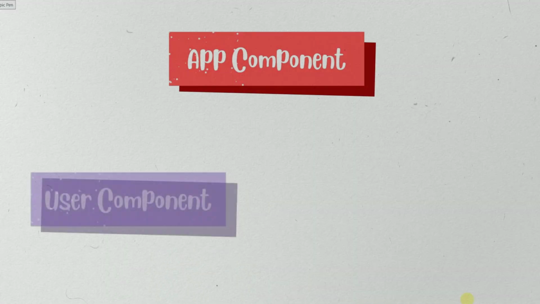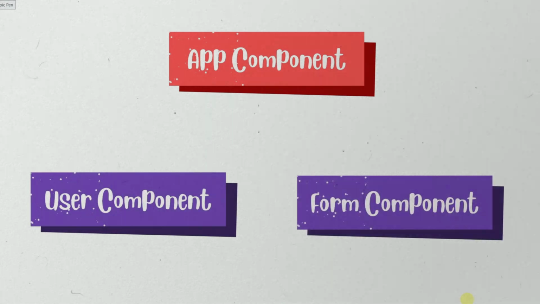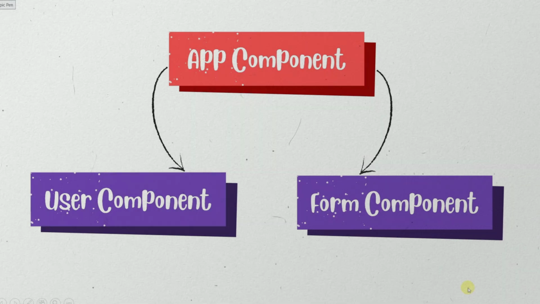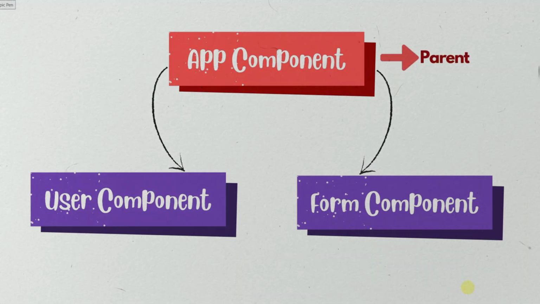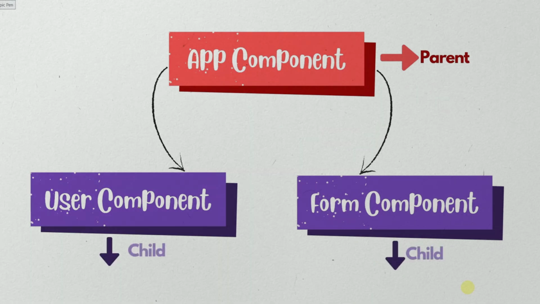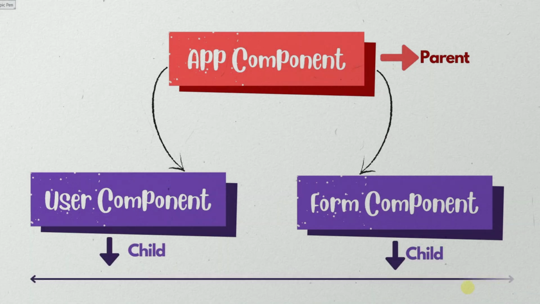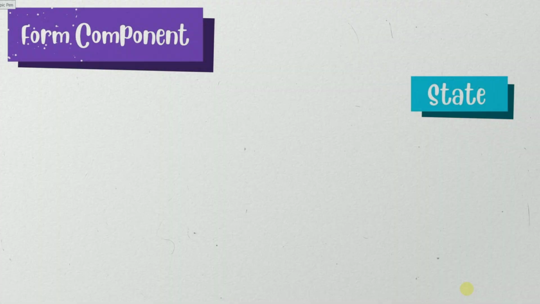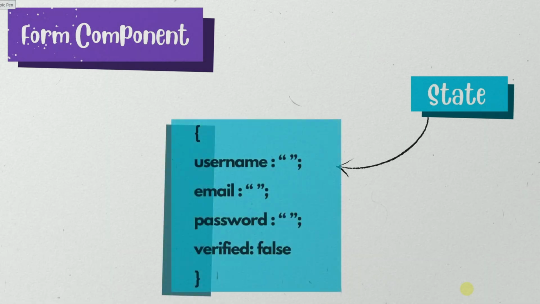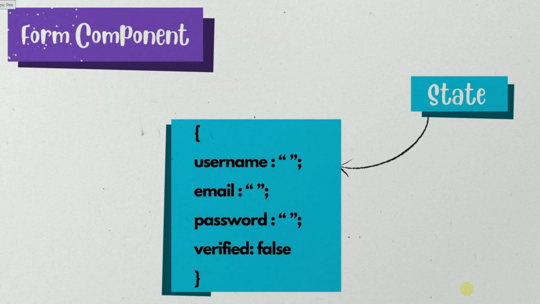For example, I have an app component, a user component and a form component, and both the user and form components are inside this app component. So our app becomes the parent component, and user and form become child components, and both are called sibling components. Now inside my form component, I have the state, which is simply an object that has username, email, password and verified properties.